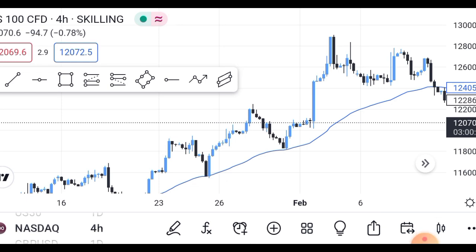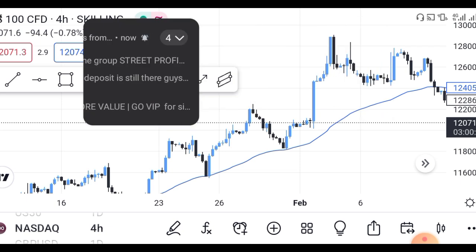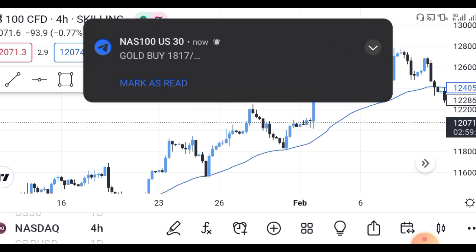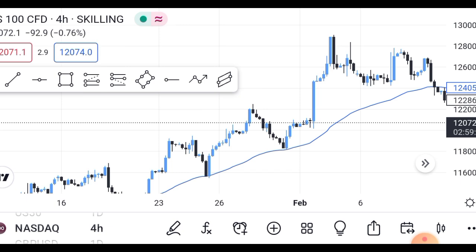In today's video, guys, I'll be showing you how to identify market structure and trend in any kind of market condition. Whether the market is choppy, ranging, going up or going down, I'll be breaking down the whole concept around trend identification. Without taking much of your time, let's get into the main video of today.